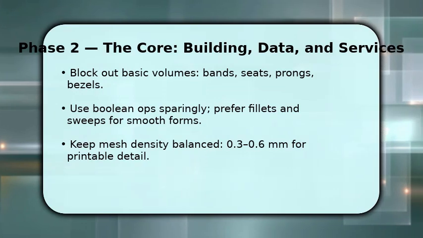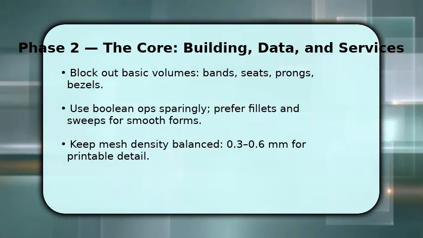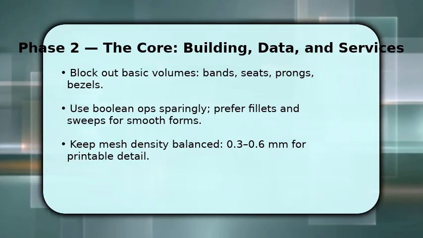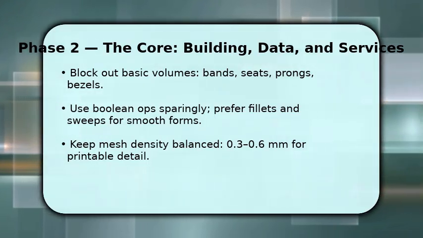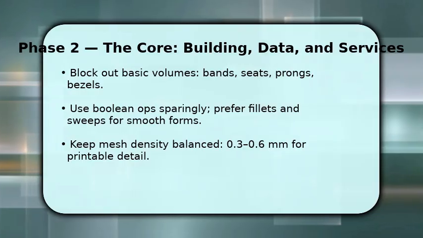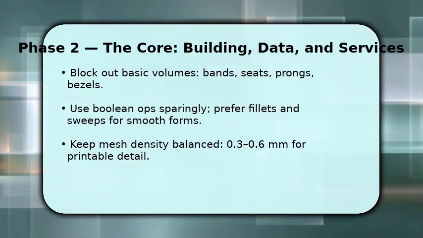Now model the main volumes. Sweep the band profile around the finger axis, extrude the seat for the stone, and add prongs or bezels. Use fillets to blend intersections and avoid sharp internal edges that trap resin.